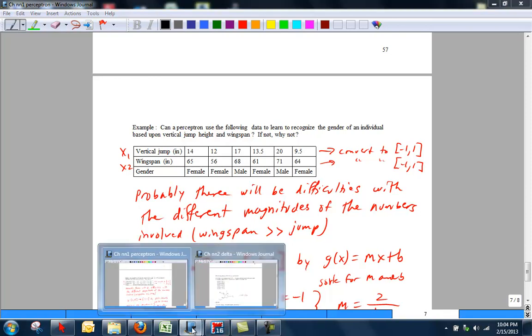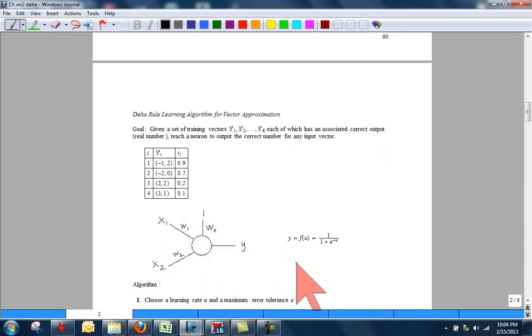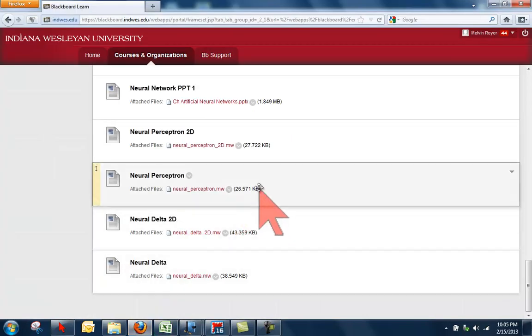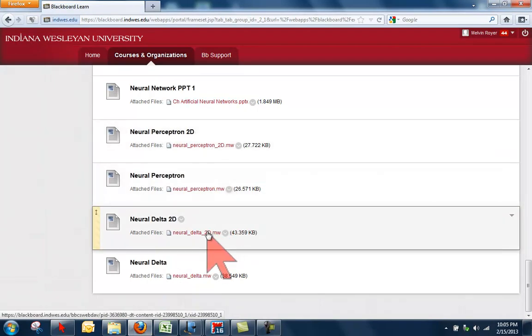And then we'll go on to page 61 and start a different topic called the delta rule for neural network approximation. And likewise, we'll be using Maple for that as well. As far as which Maple files, Neural Perceptron 2D, and then Neural Delta 2D. So one of the advantages of a video format like this is you can stop the video and load those files and get that software ready if you do plan to follow along.